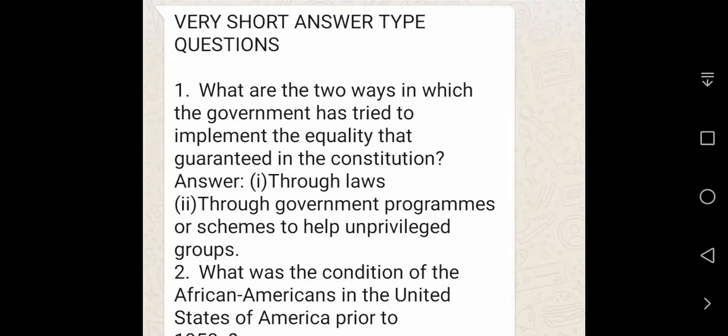Today we are going to start some extra questions. So, first question, very short answer type questions. What are the two ways in which the government has tried to implement the equality that is guaranteed in the Constitution? First, through laws, because the Indian Constitution has a rule to implement and guarantee it. Second, through government programs or schemes to help underprivileged groups.